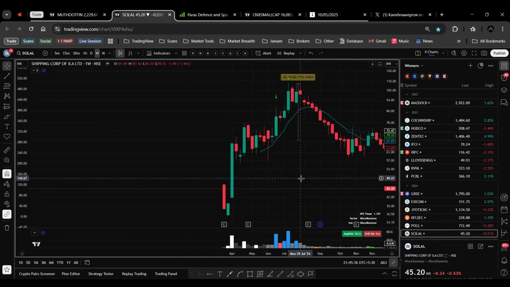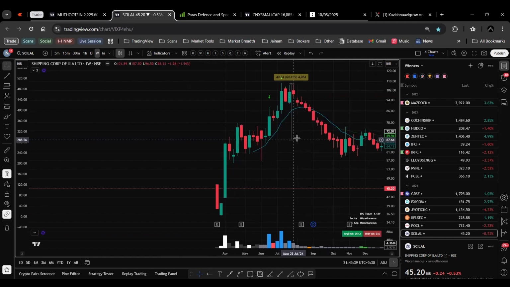Then Shipping Corporation, I've traded this. So a good up move. It got tight, formed a good base. 4 to 6 week ka achha base bana.